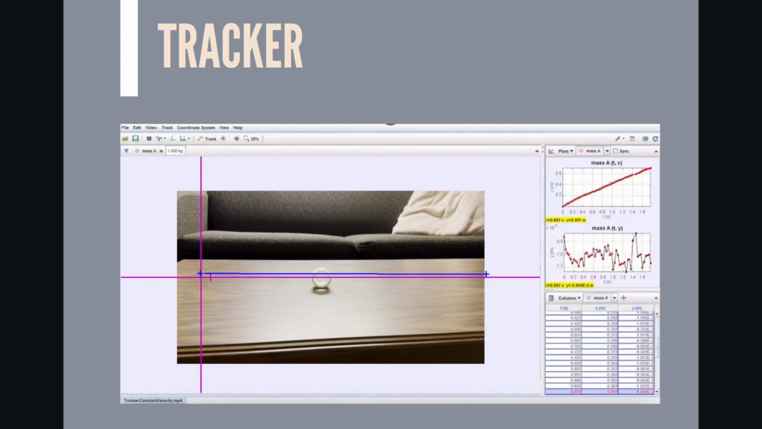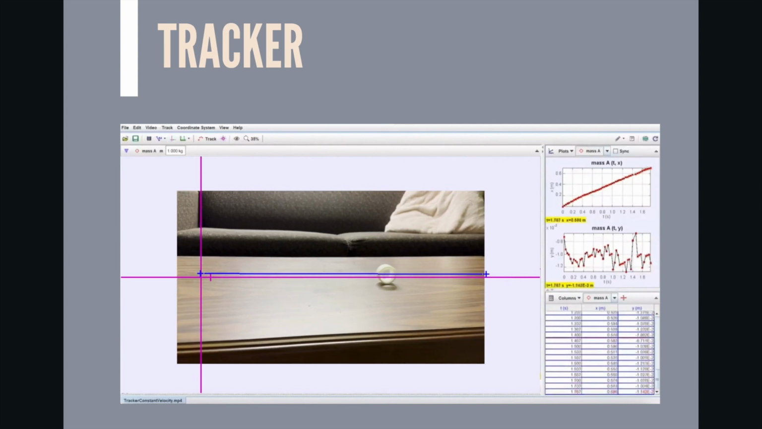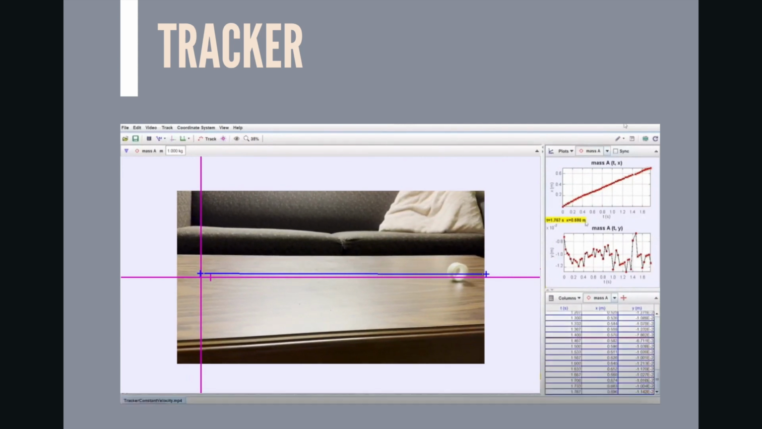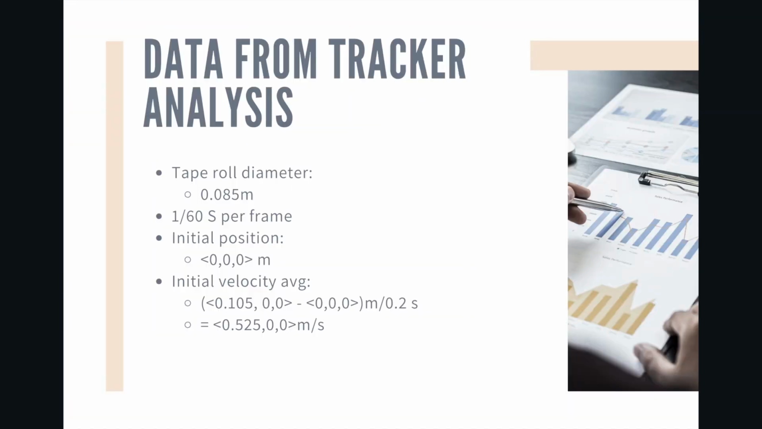As we can see, as it is moving to the right, there is an upward slope in the relationship between time and position, and this is because I chose to do it in the positive x direction, which is why we see the upward slope. From tracker analysis, we obtained that our tape roll diameter is 0.085 meters, and that it took 1/60 seconds per frame. We have that our initial position was 0 meters, so 0 in every direction.